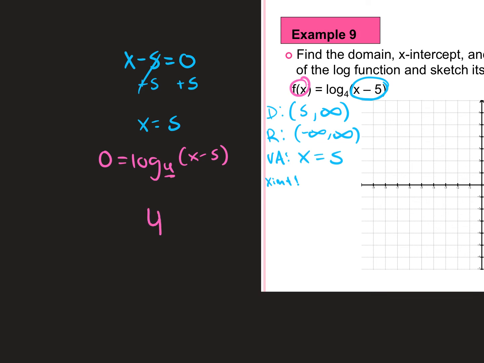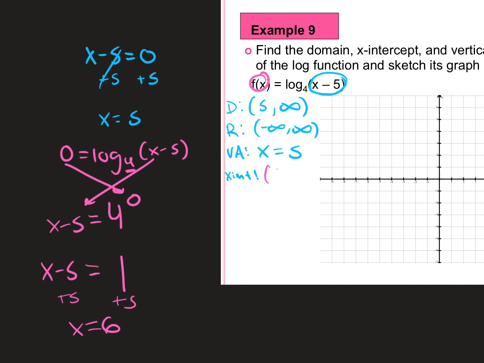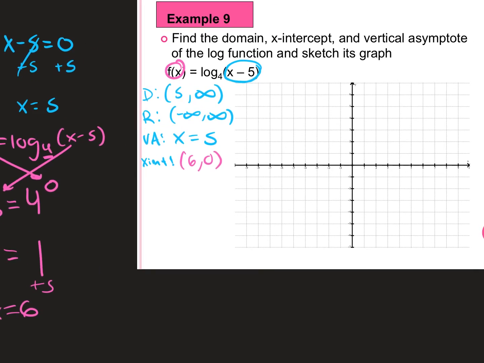Start with my base, which is 4. Flip the other 2. So 4 to the power of 0 is equal to x minus 5. 4 to the power of 0 is 1 because anything to the power of 0 is 1. X minus 5 is equal to 1, so I add 5 on both sides, so x is equal to 6. So my x-intercept is 6, 0. So I'm going to go ahead and plot that point. I go to the right 6, stay on 0.